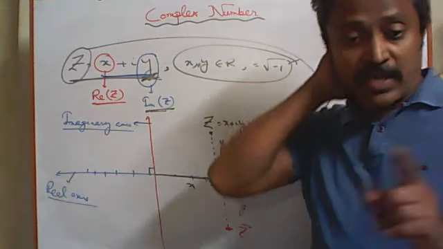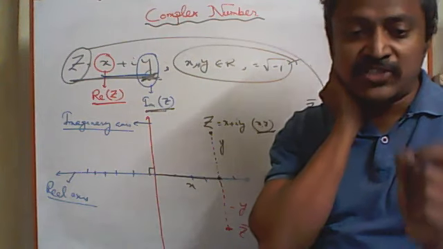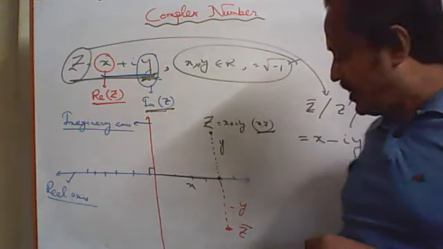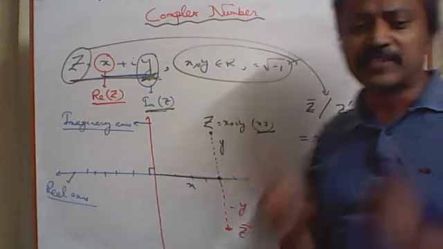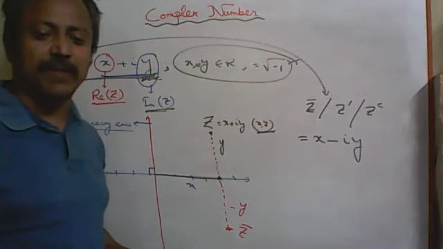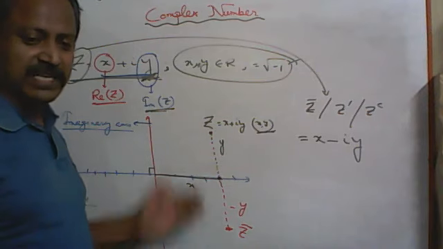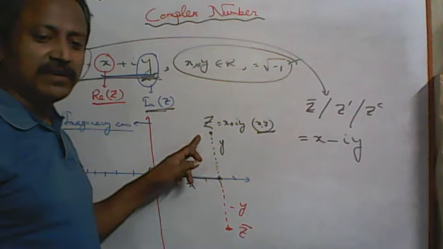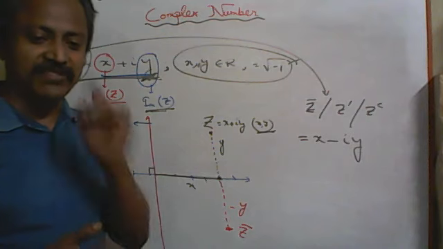So again a question will arise. If the conjugate of z is z bar, so what is the conjugate of z bar? The mirror image of z bar along x-axis, that means z itself. That means the conjugate of a complex number is the number itself. Since they are mirror images with respect to x-axis, for the conjugate of z bar, we will reach z. That means the conjugate of a conjugate is the number itself.